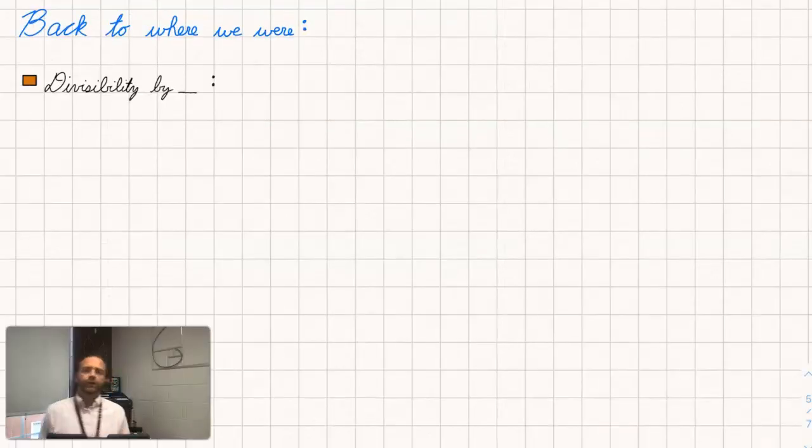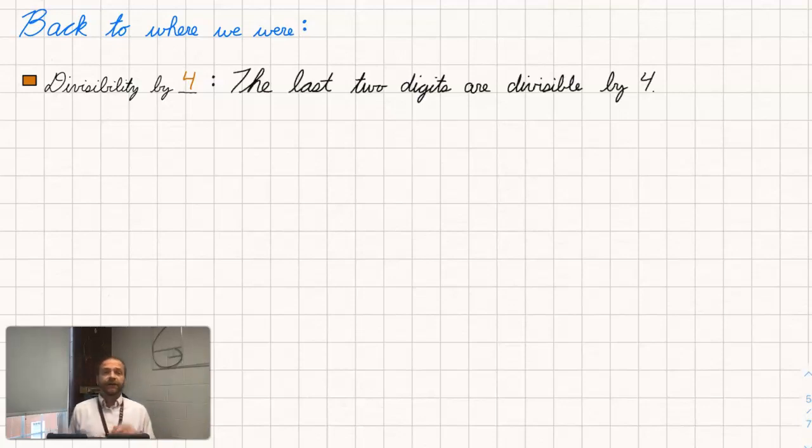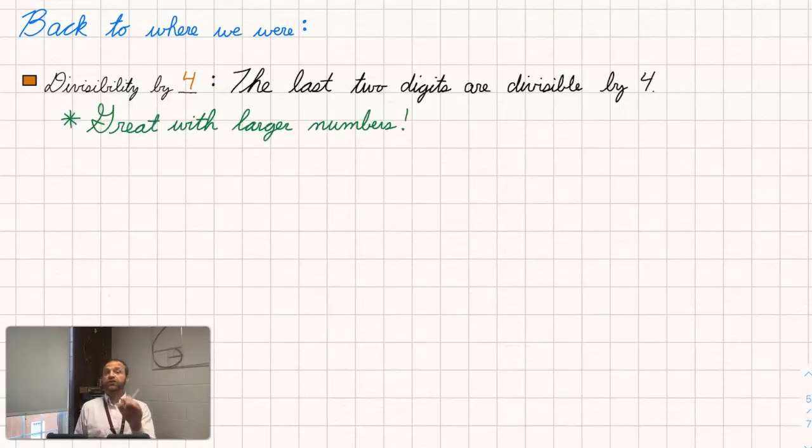Let's go back to where we were. We are now checking divisibility by 4. Now this one is another one that's really good to be able to do in the back burner because it's very, very helpful with large numbers. The larger the number, the better it is to check this one if it's divisible by 4. And the rule is the last two digits, the ones digit and the 10s digit, that 2-digit number has to be divisible by 4. That's it.